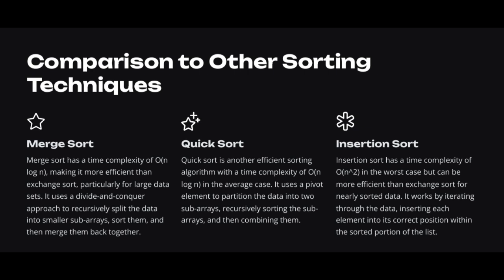Quick sort. Quick sort is another efficient sorting algorithm with a time complexity of O(n log n) in the average case. It uses a pivot element to partition the data into two subarrays, recursively sorting the subarrays and then combining them.